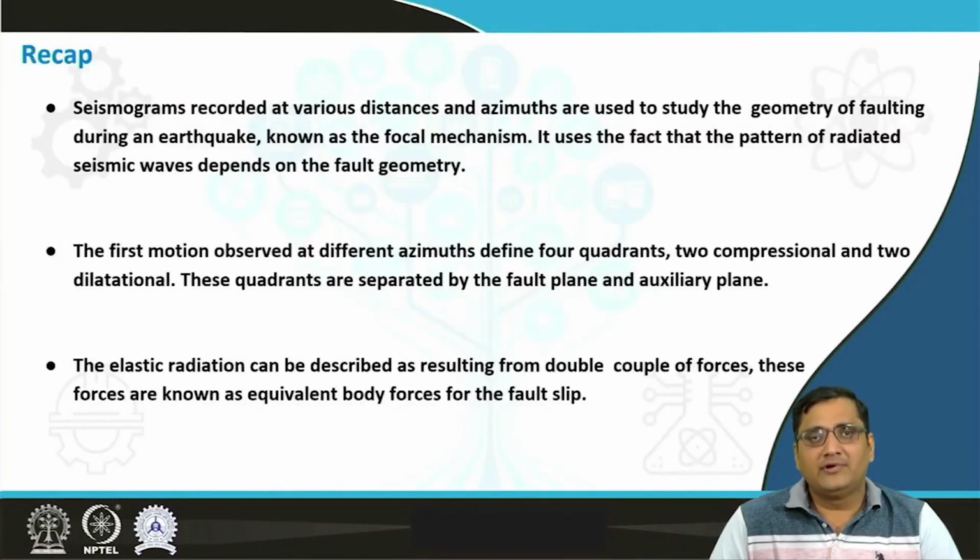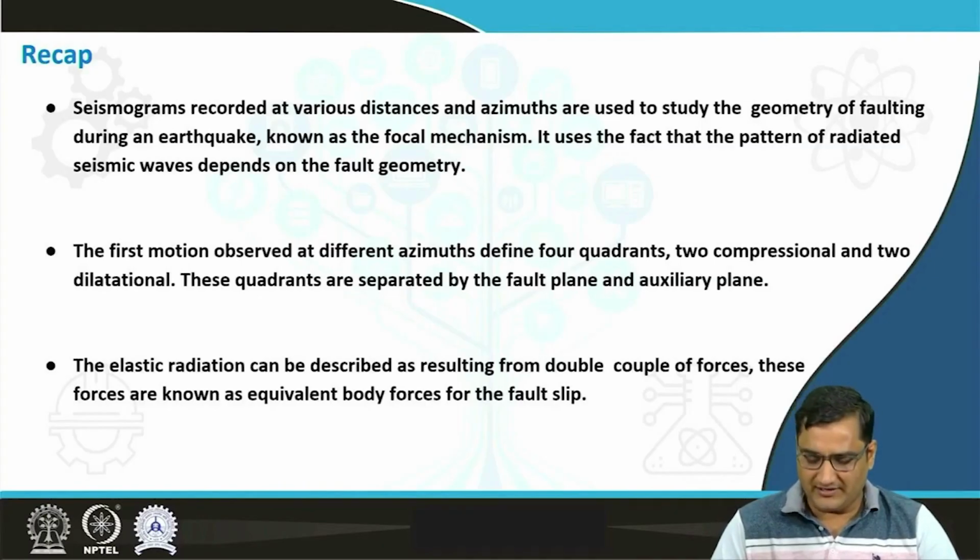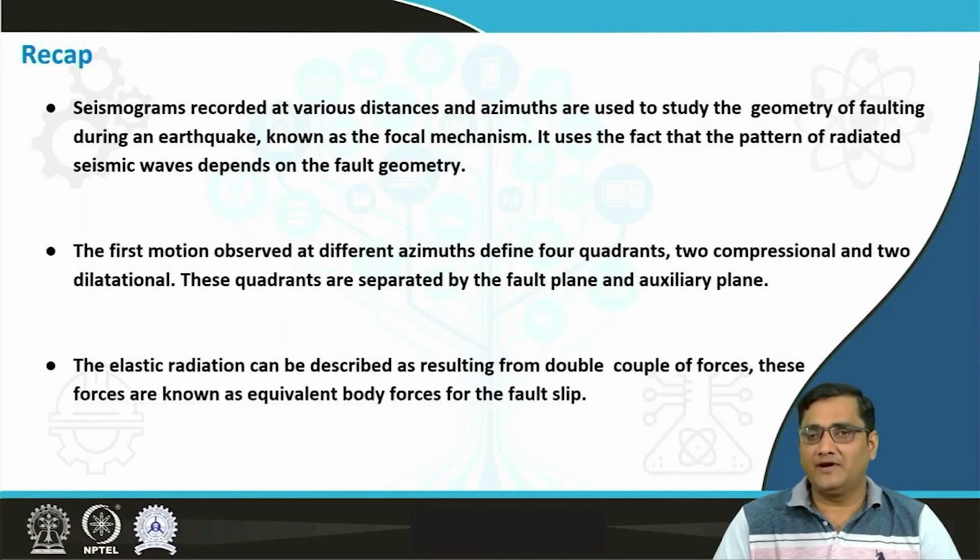In the recap of the previous lecture, we learnt that seismograms recorded at various distances and azimuths can be used to find the fault geometry during an earthquake, which is known as the focal mechanism. It uses the fact that the pattern of radiated seismic waves depends on fault geometry. That means different fault geometries have different patterns of radiated seismic energy in the form of seismic waves.